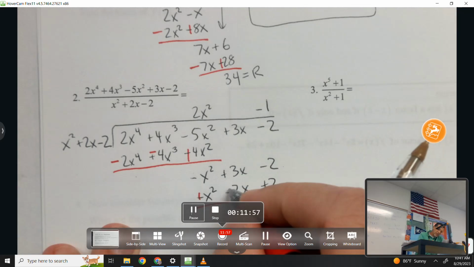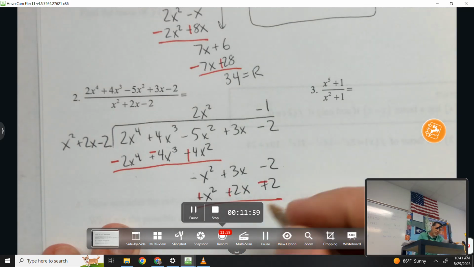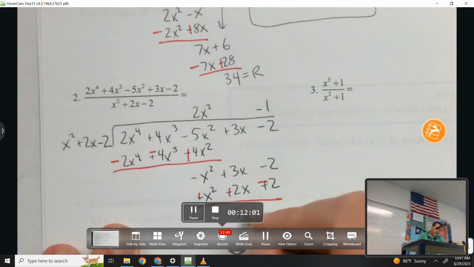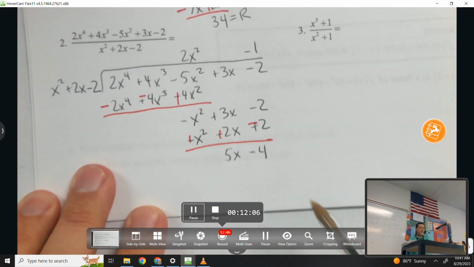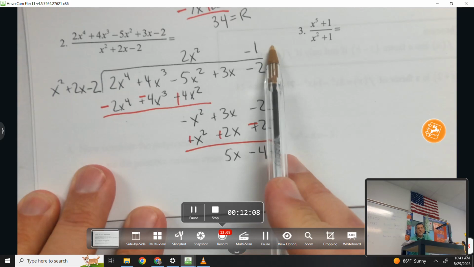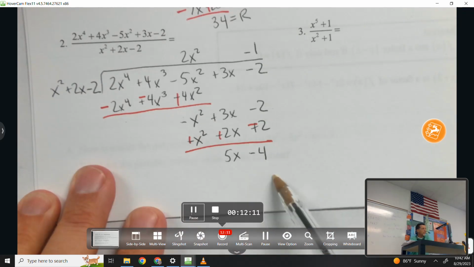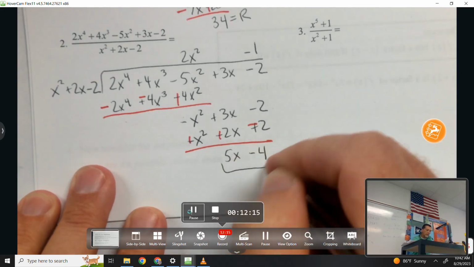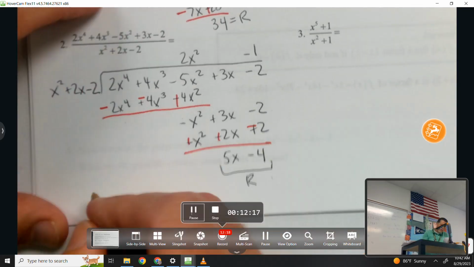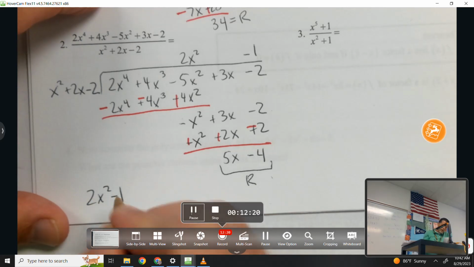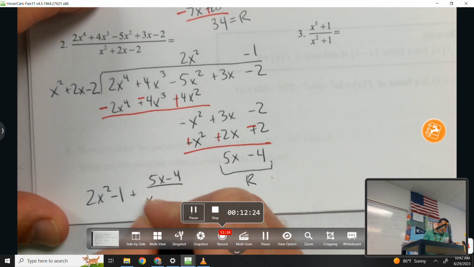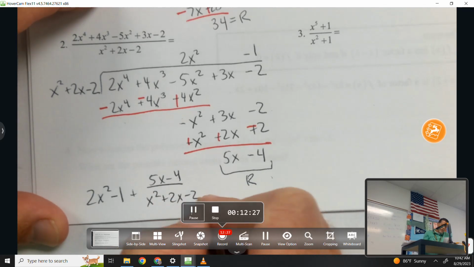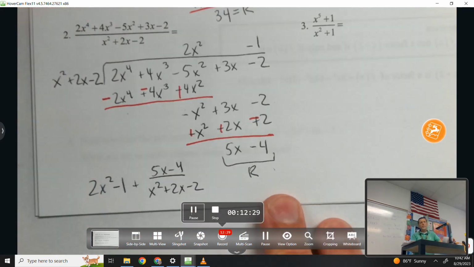Draw the line, change the signs. So 5x minus 4. But I'm out of room at the top. There's also nothing times x squared that would get me to 5x minus 4. So that 5x minus 4 is my remainder. And my answer is 2x squared minus 1 plus remainder over divisor. Use the fancy words. Fraction format.